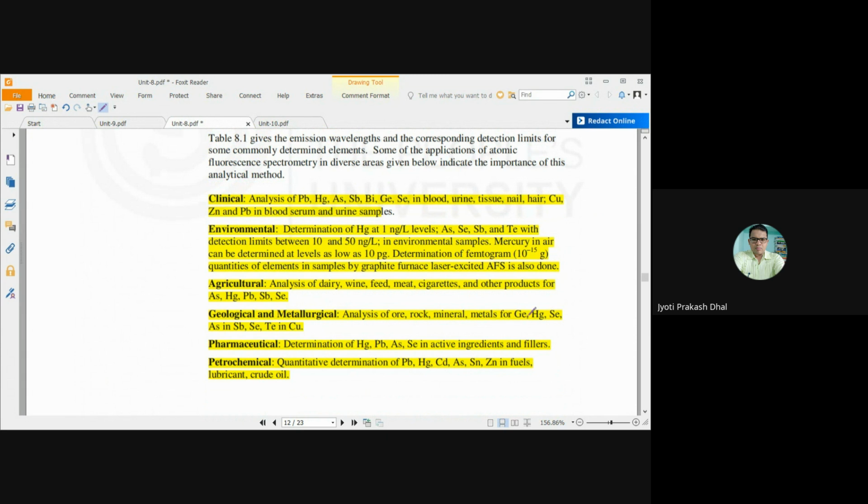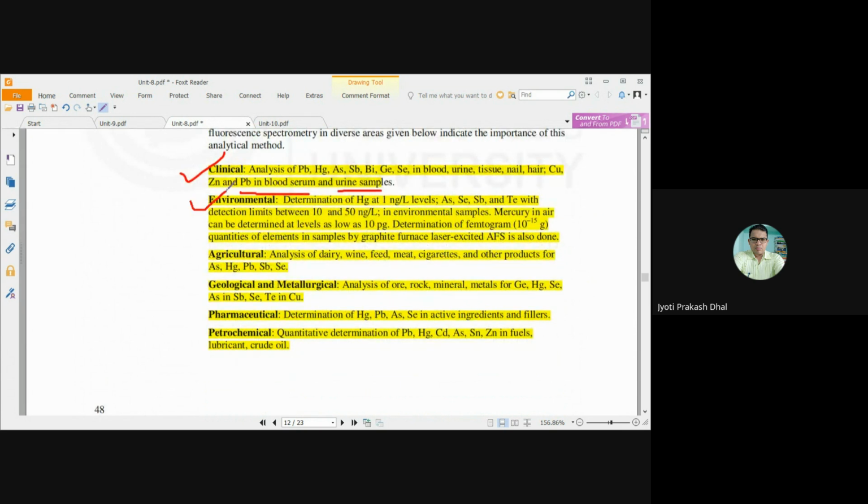Some of the applications of atomic fluorescence spectroscopy in diverse areas are given, indicating the importance of these analytical methods. Part one is in the field of clinical. In clinical use, AFS, atomic fluorescence spectroscopy, can be used for the analysis of lead, mercury, arsenic, antimony, bismuth, germanium, selenium in blood, urine, tissue, nail, hair, etc., and copper, zinc, lead in blood serum and urine samples.